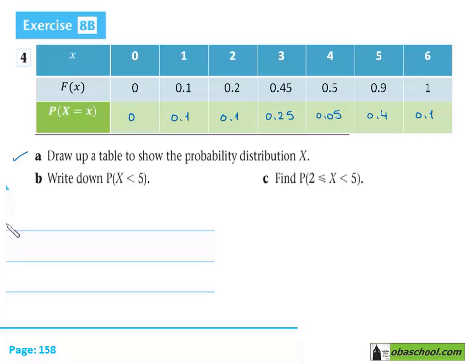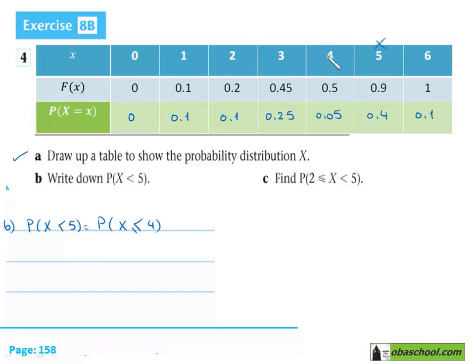Now for part B, find probability of x less than 5. So it is the values that are directly less than 5. So we add the probabilities of 4, 3, 2, 1, and 0. Less than 5 means that 5 is not included. It is 4 and less than 4. So we can say probability of x less than 4 or equal to 4.